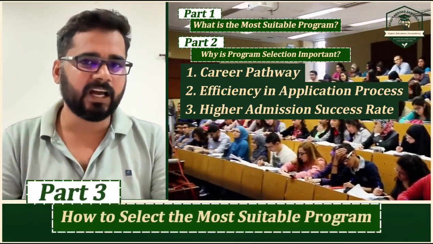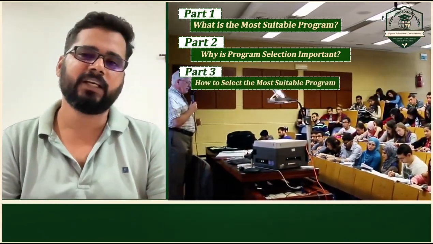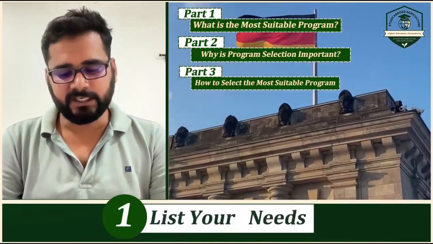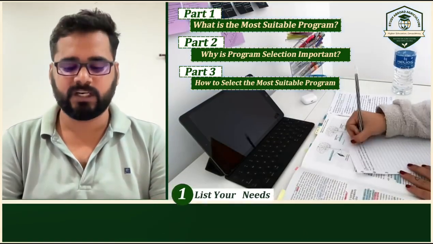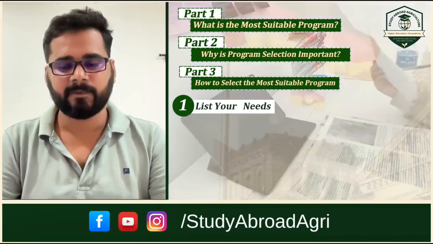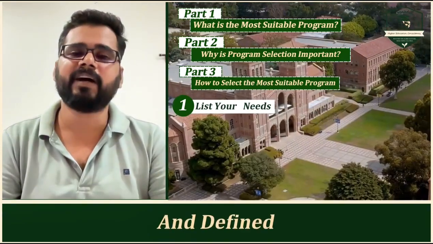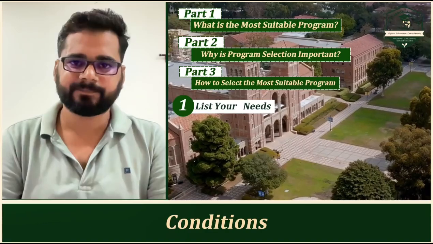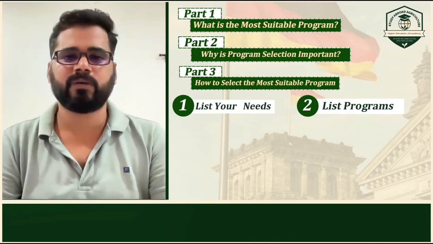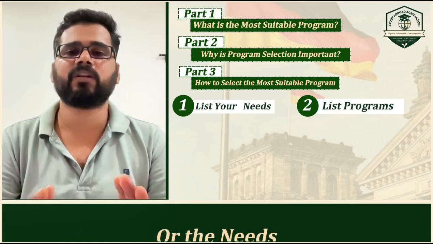So now the question is how one can go step by step, systematically, to select the most suitable or right program for themselves. The first thing is to list out the needs. The needs, as we mentioned earlier, are the criteria which are mandatory and defined by you or your family conditions. Now list out the programs. After listing out the needs, list out the programs which fulfill these mandatory criteria, or needs.